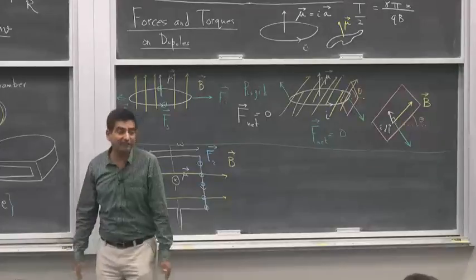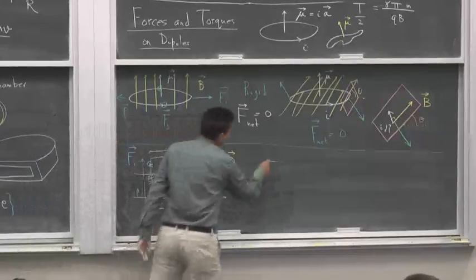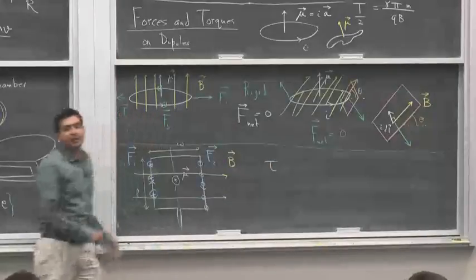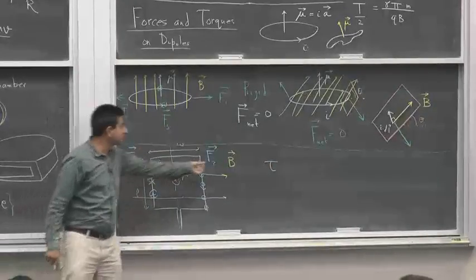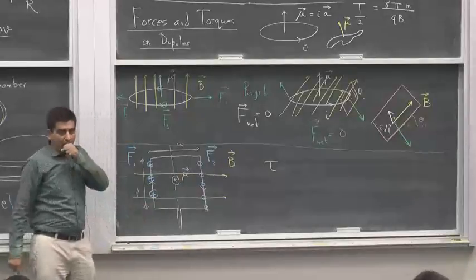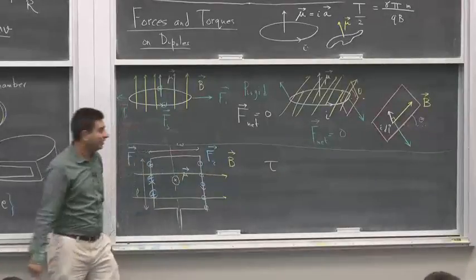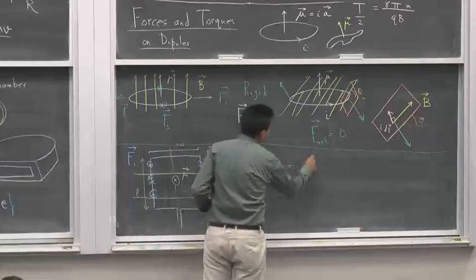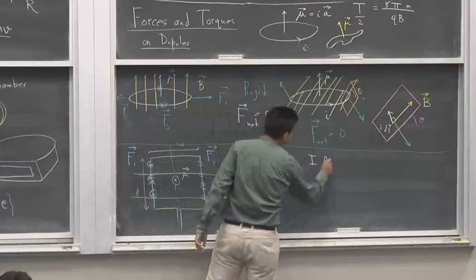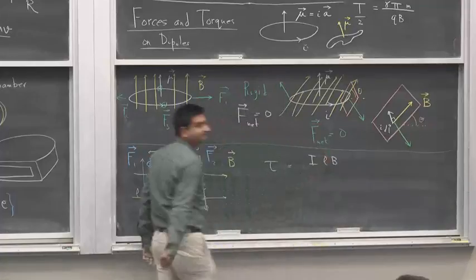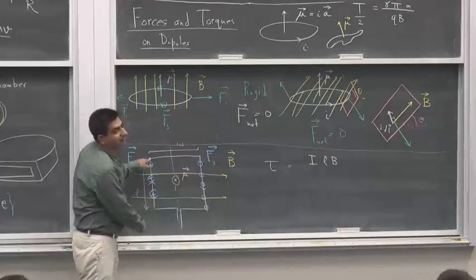So there's going to be a torque acting on this object. And how much is that torque? Torque is denoted by tau. And I'm going to talk about its magnitude first. The force here is F. This force is the same as this force, because the length is the same and the field is uniform, by the way. So how much is this force? It's I times the length of this section, L, times B. Alright? This is the force on this section.